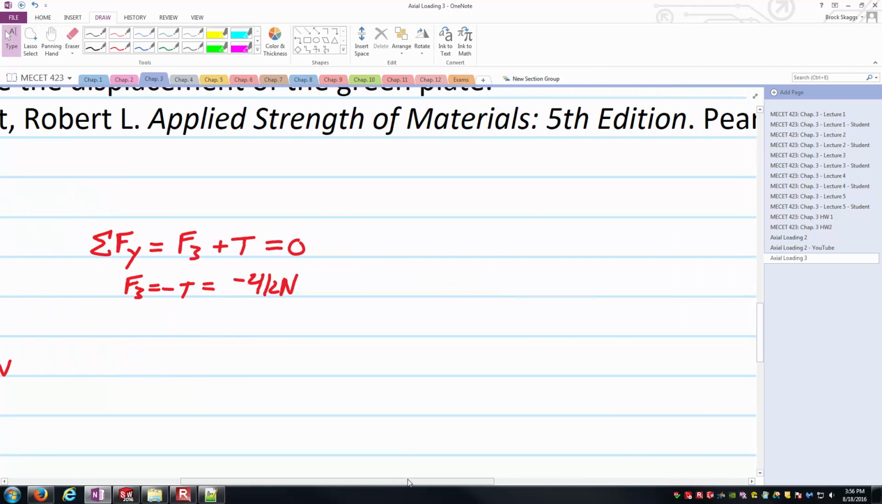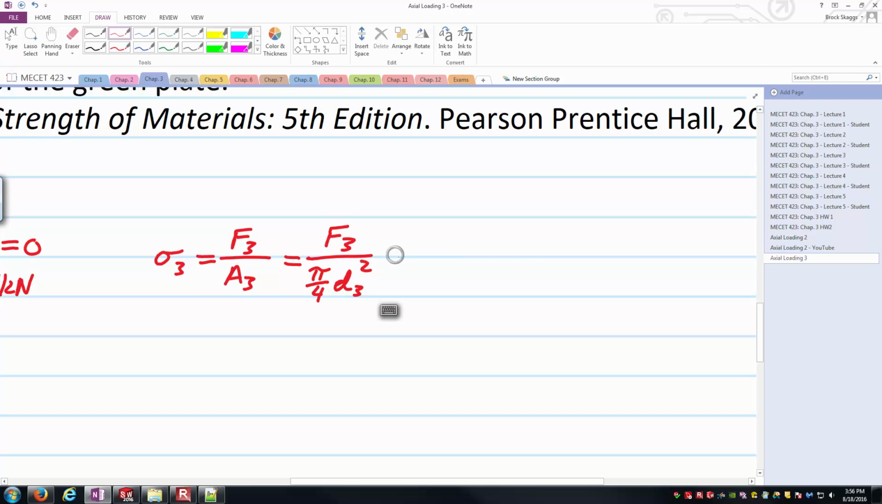And so now that I know the axial force carried by that segment of my shaft, I can say, well, sigma, I'm going to call it sigma 3 here since it is section 3, is F3 all over A3. And I can work this a little bit farther and say, well, A3, that's a circle, so it's pi over 4, diameter 3 squared. And we can do a little algebra here before we substitute in. We'll say it's 4F3 all over pi times D3 squared. Looking good.